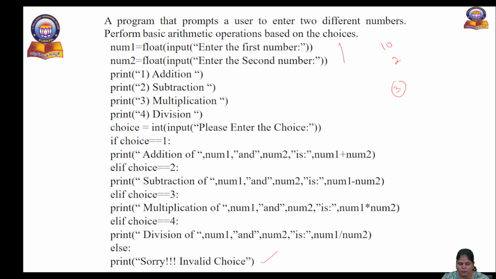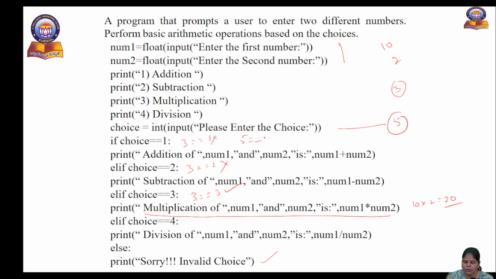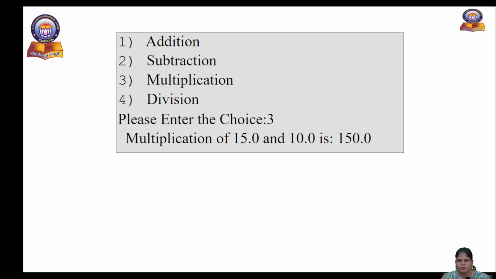So it enters into the first, it will check 3 equal to 1, not; 3 equal to 2, false; 3 equal to 3, condition is true, so it will perform the multiplication. 10 into 2, it will give 20 as output. If I give the choice as 5, it will check again. 5 equal to 1, false. 5 equal to 2, false. 5 equal to 3, false. 5 equal to 4, false. So that's why it will give invalid choice. Sorry, invalid choice will be printed, right?